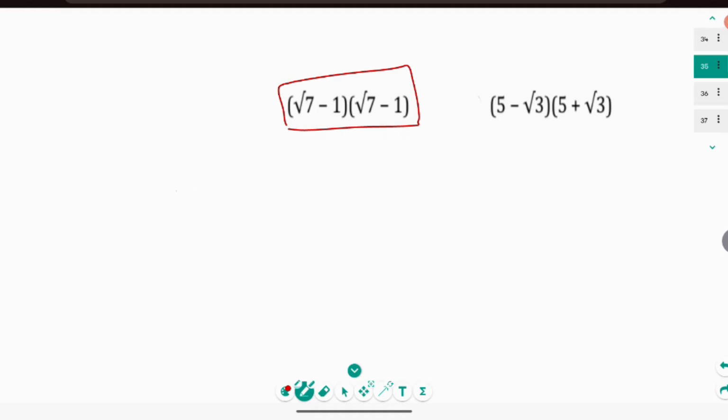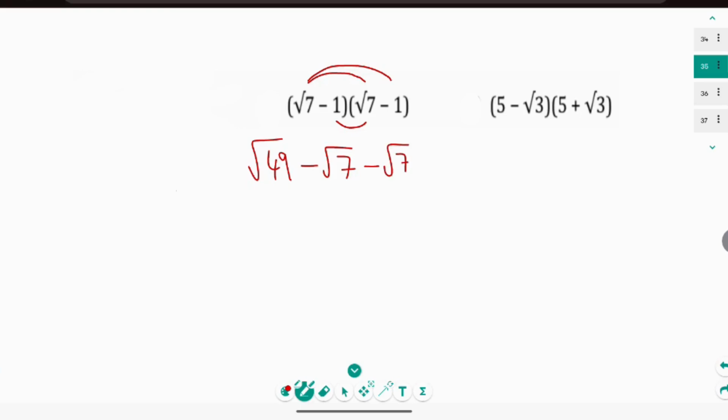Okay, so root 7 times root 7, root 49. Root 7 times negative 1 is just negative 1 root 7 or negative root 7. Negative 1 times root 7, negative root 7. Negative 1 times negative 1, positive 1. Square root of 49 is 7. Let's simplify. 7 add 1 is 8. Minus 1 root 7 minus another root 7 is minus 2 root 7.